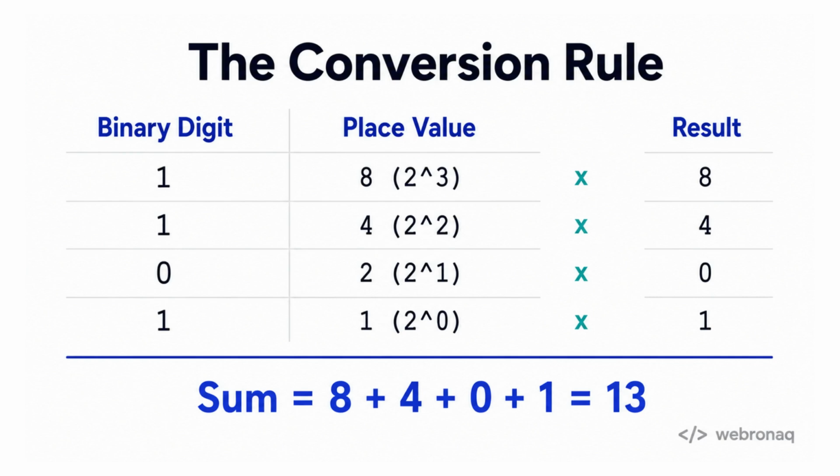If a bit is 1, its place value gets counted. If a bit is 0, it contributes nothing to the sum. 0 times anything is 0. So those positions simply drop out. This means you only need to add up the place values where you see a 1.